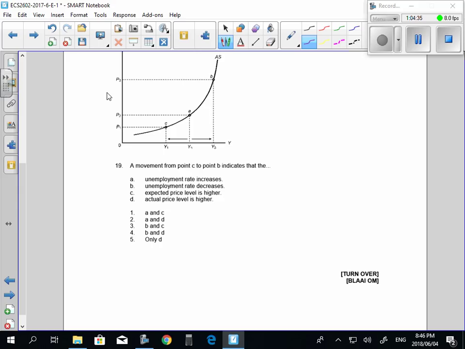A movement from point C to point B indicates that the unemployment rate has decreased. No. Yeah. Unemployment rate has decreased and the actual price level is higher, B and D.